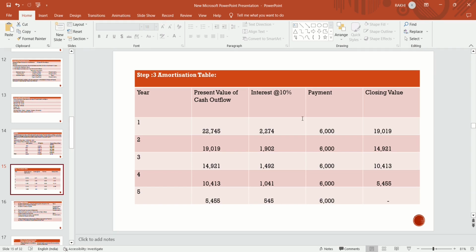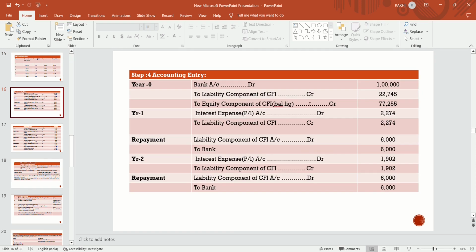In the same way, we will prepare a chart for those 1, 2, 3, 4, 5 years. At the end of year 5, the closing balance becomes 0, because all the interest is to be paid by the organization. So it becomes 0. Step 4 is the accounting entry of that.